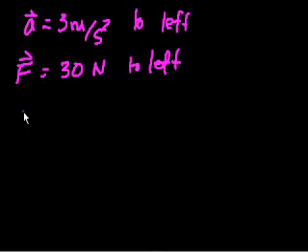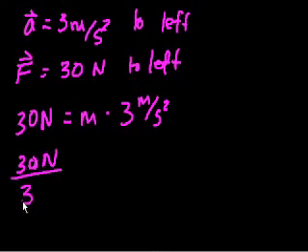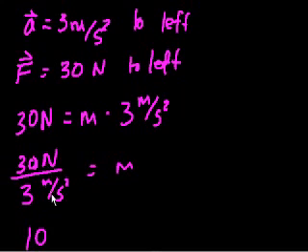Well, you use the same thing. You say force, 30 newtons to the left, is equal to mass times acceleration, 3 meters per second squared to the left. Divide both sides by the 3 meters per second squared, and you get 30 newtons over 3 meters per second squared is equal to the mass. 30 divided by 3 is 10. And then you can figure out that newtons is kilogram meters per second squared. So you're just left with 10 kilograms is equal to the mass.